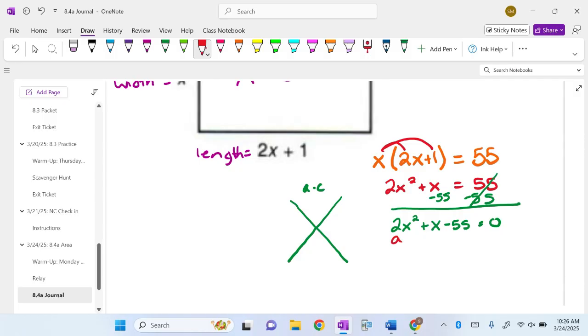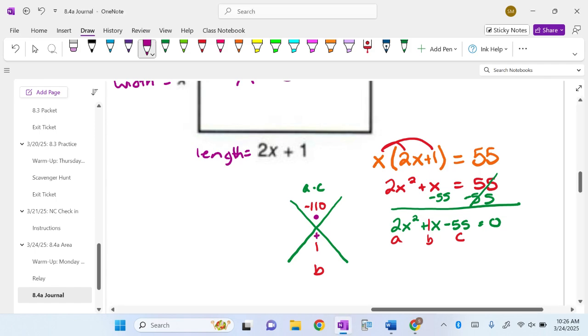Right, 2 times negative 55. This is A, this is C. The 1 here is B. So what's 2 times negative 55? Negative what? Negative 110. What goes on the bottom? B. What's my B value? 1. So I need two numbers that multiply to give me negative 110 and add to give me 1.